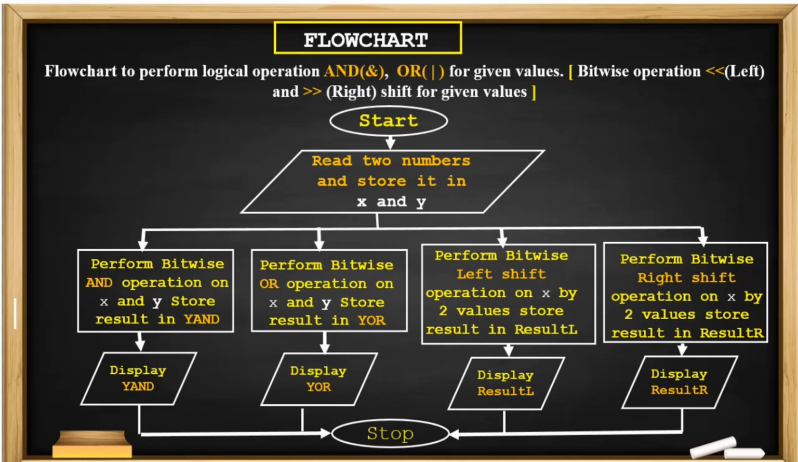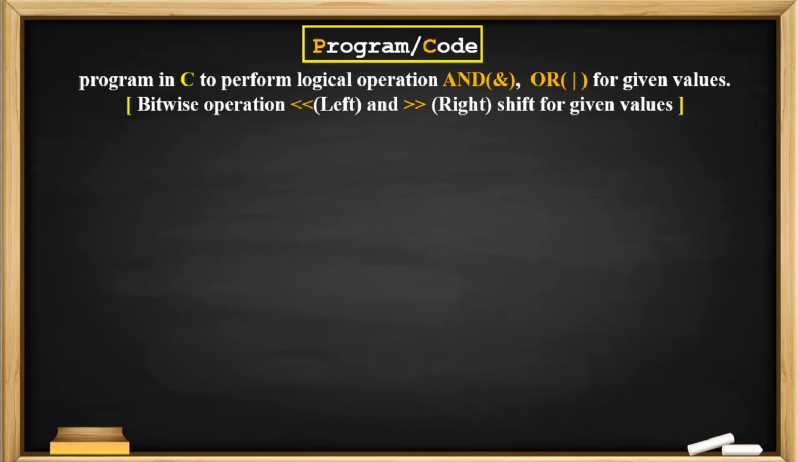Bitwise ANDing, bitwise ORing, bitwise left shift and bitwise right shift operation is done as shown in the rectangular box, which is the process box. Result of AND, OR, left shift and right shift is displayed in the input-output block. Flowchart ends with stop. Here we shall see the actual code.